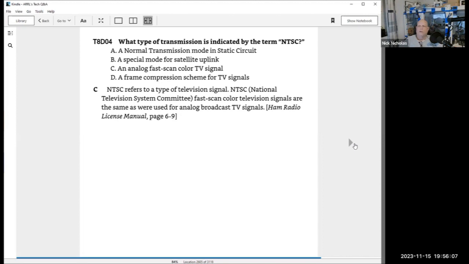What type of transmission is indicated by the term NTSC? Let me make this easy. National Television System Committee. It used to be corporation, but now it's committee. So NTSC is what we normally think of as broadcast TV or analog fast scan television. So C is the correct answer.